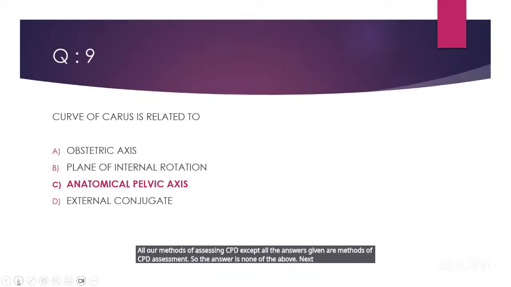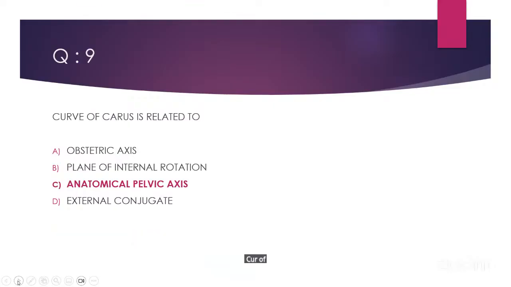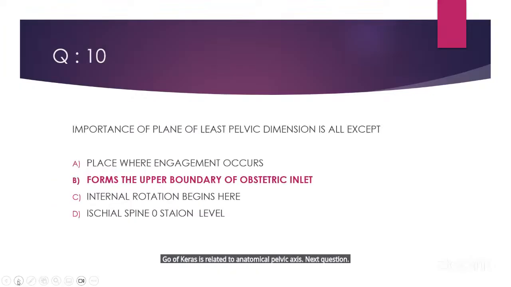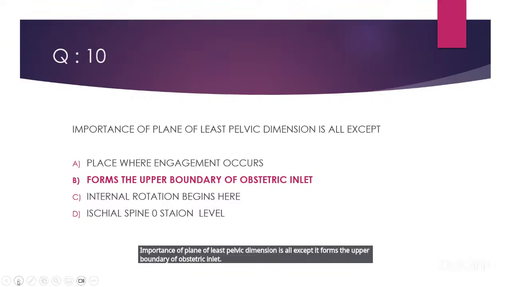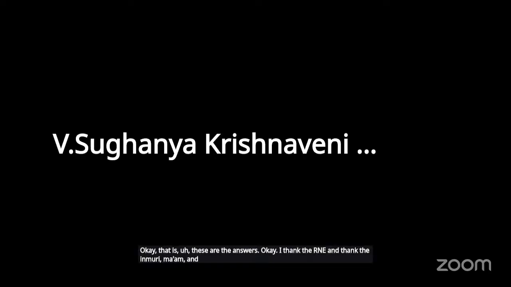Next question: curve of Carus is related to the anatomical pelvic axis. Next question: importance of plane of least pelvic dimension is all except it forms the upper boundary of obstetric inlet. Okay, these are the answers. I thank Dharani and thank Tenmuri ma'am and Kartika and Mayal ma'am and Vijay ma'am for the case presentation. Thank you. We'll wind up with the session. Okay, ma'am.